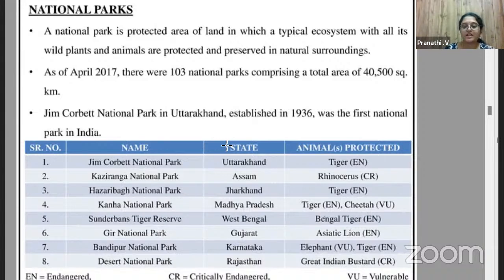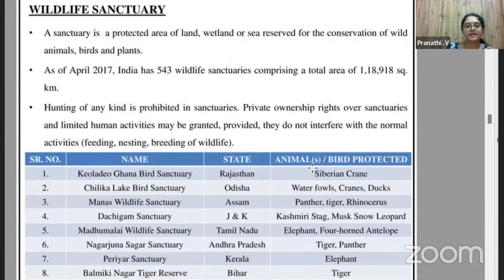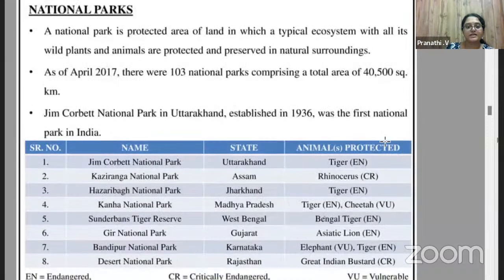And Jim Corbett National Park was the first national park in India. So it is there in Uttarakhand. So you can just have a look at it.